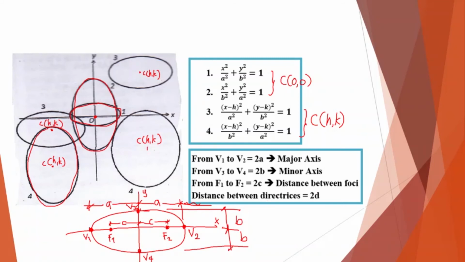Then the distance between the directrices. So you have a directrix here, and also the opposite side, a directrix. Okay, so the distance between the directrices is 2d. So again, from the center to the directrix, that is d distance. Then from the center to the left directrix is d distance as well. So that's why that is equal to 2d.